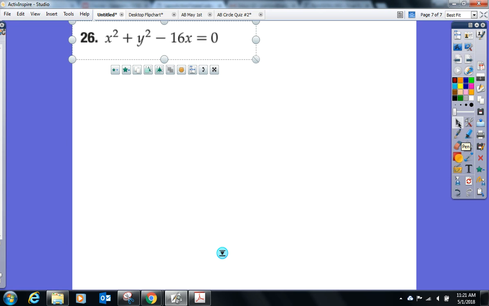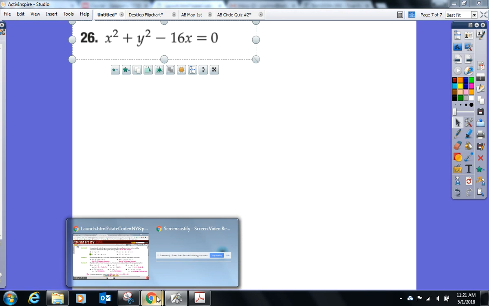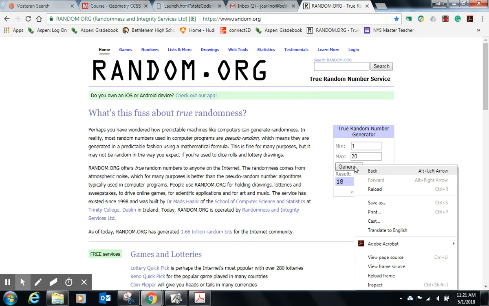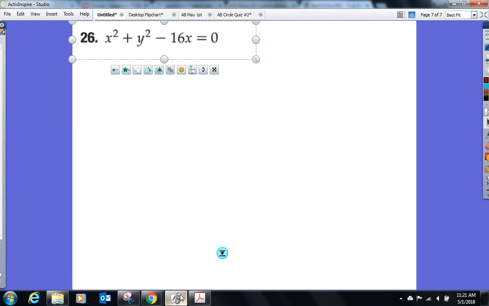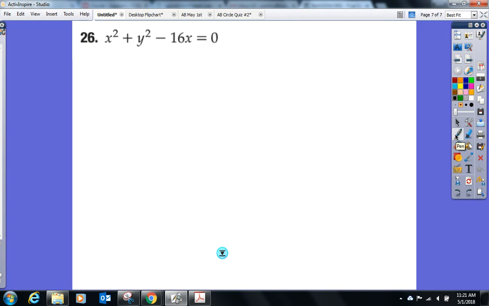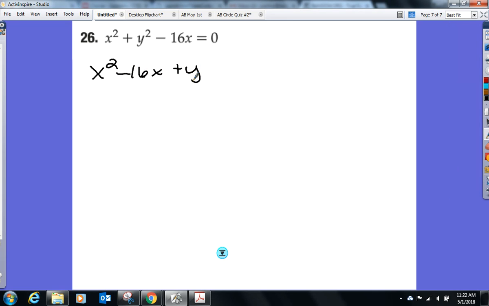All right, so first thing you want me to do, I'm going to turn this over to you guys. How do I turn this into the circle equation by completing the square? What do you mean by move it? I don't want to move it to the other side. I want to group them together, yes. So x squared minus 16x plus y squared equals 0.